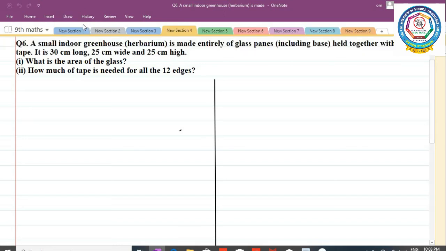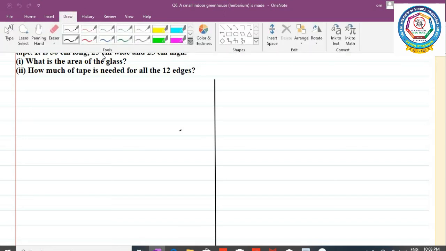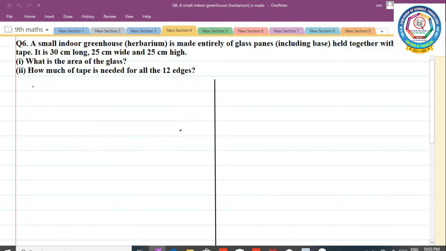So first we have to write the length, breadth, height given here. First subdivision: L equal to long, 30 centimeter. Then breadth B is equal to wide, 25 centimeter. Then height equal to 25 centimeter. So what is the first subdivision? Area of the glass, that is, total surface area of the glass.